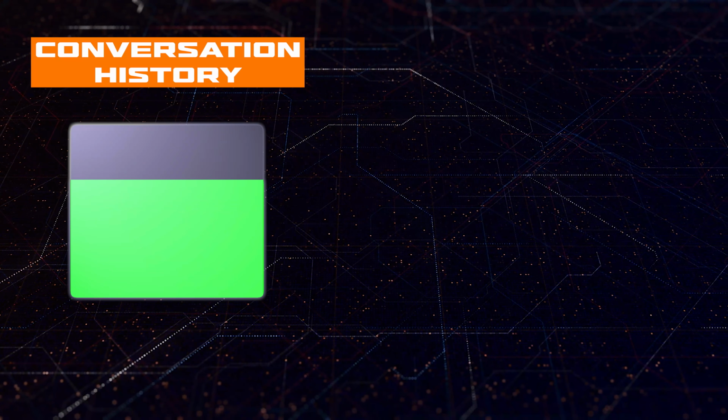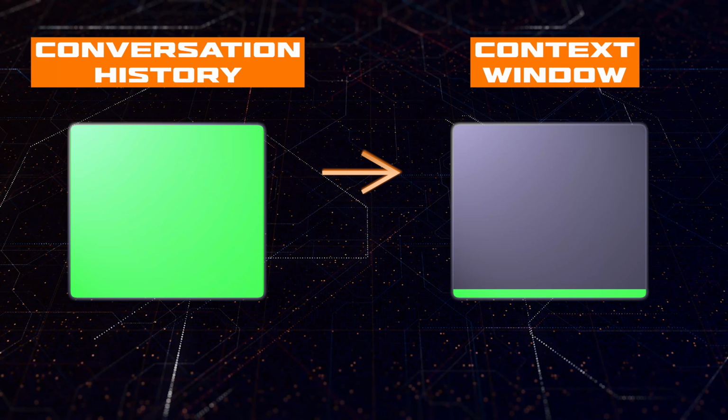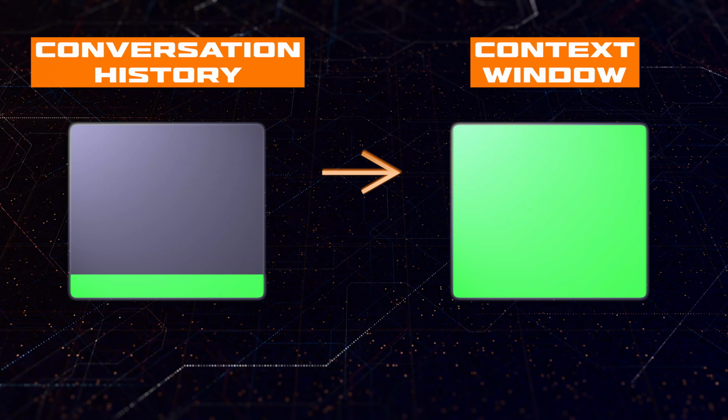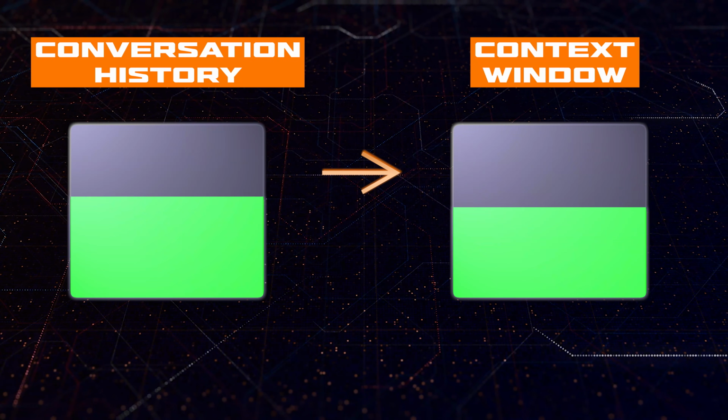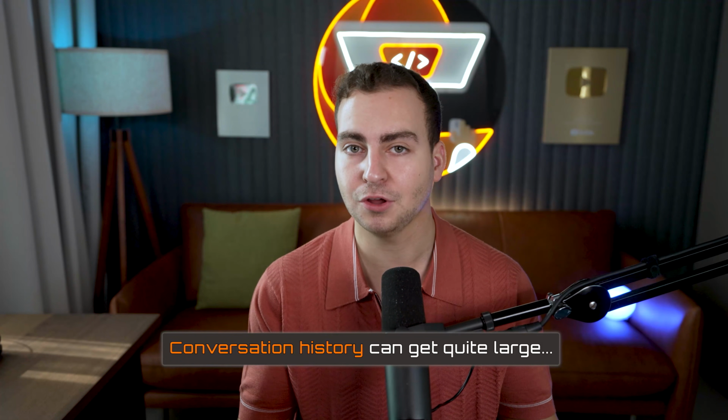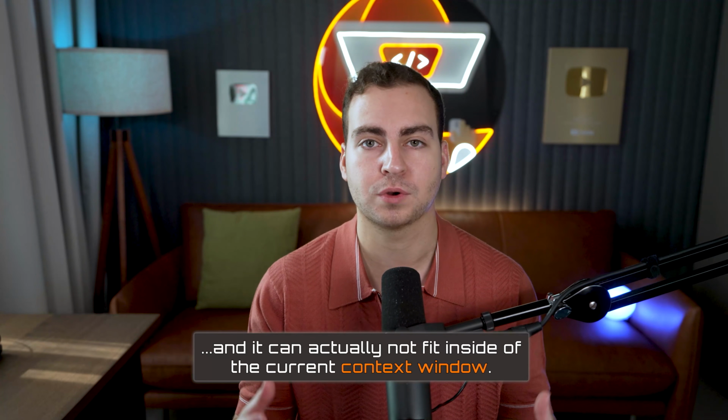So how does a model remember what actually happened in previous steps? Well, it remembers that because you feed that information back in. So for every turn or every time you run the model, you send the whole conversation back into the context window. Now that's how the agent can stay coherent across multiple steps. It's literally rereading everything that happened every single time. Now the issue is that sometimes conversation history can get quite large and it can actually not fit inside of the current context window. So that means that you could start forgetting things or you're pruning previous steps, which would lead to poor performance.